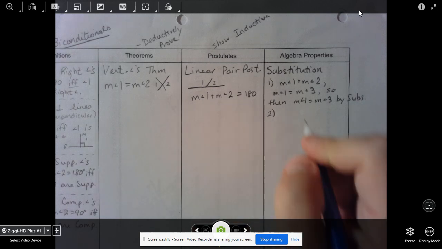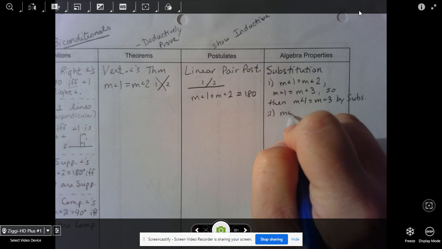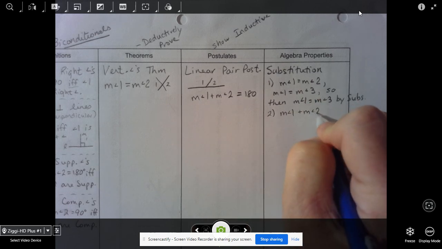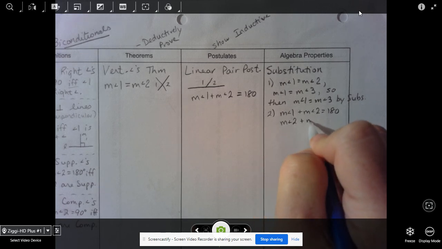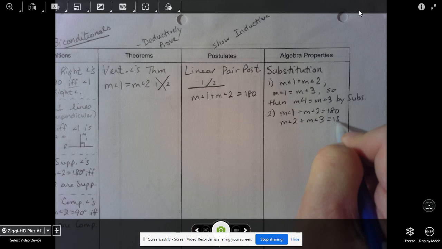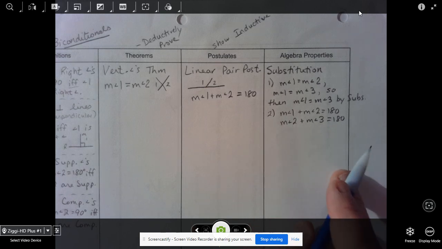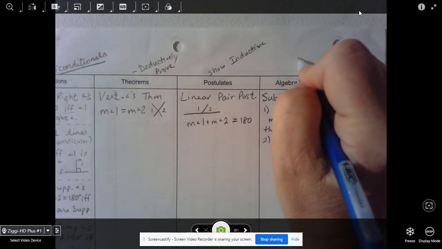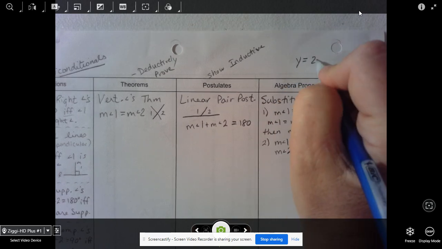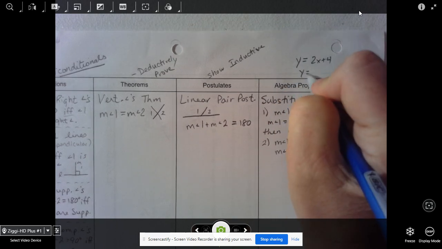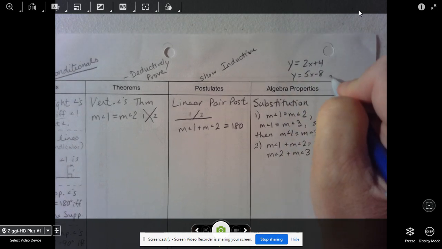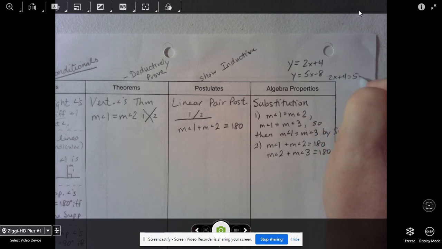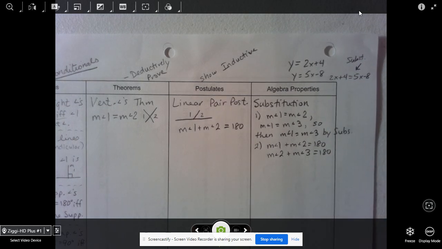The second way that we're going to use substitution, and you would have seen this algebraically when you were solving systems of linear equations. So we're starting off with two true statements like this. You most likely would have seen, I'm going to write this up here, y equals 2x plus 4 and y equals 5x minus 8. We used substitution to say 2x plus 4 equals 5x minus 8. This was a type of substitution that you used in algebra, and we called it substitution.